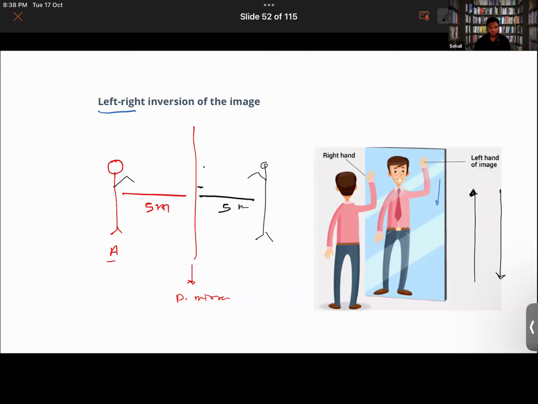Sir, did we do the ray diagrams? Not yet. We haven't begun that yet.